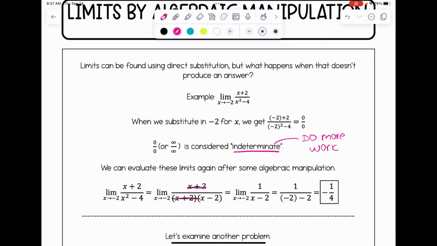Now if I simplify that, I get 1 over x minus 2. If I plug -2 into that, now I actually get an answer. And you can see that I get -1/4 as my answer here.